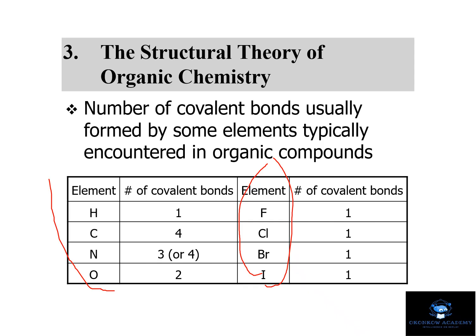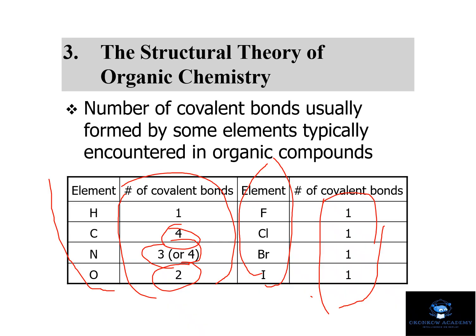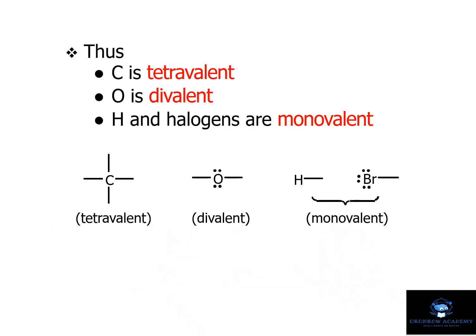As you can see, hydrogen forms 1 bond, carbon 4, nitrogen 3, then oxygen 2. So that's the structural theory of organic chemistry. To summarize: carbon is tetravalent. It always forms 4 bonds. Oxygen is divalent. It always forms 2 bonds. Hydrogen and all the halogens are monovalent. They form 1 bond each.